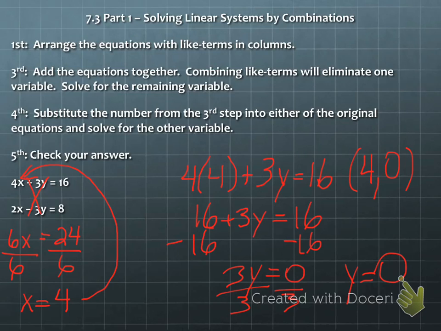And I could double check this back into both of my equations. So if I plug it into the top, I get 4 times 4, which is 16, and 3 times 0, which is 0. So 16 plus 0 equals 16, that works. Plug it into the bottom, 4 times 2 gives me 8, 3 times 0 gives me 0, so 8 minus 0 is equal to 8, that's true also.